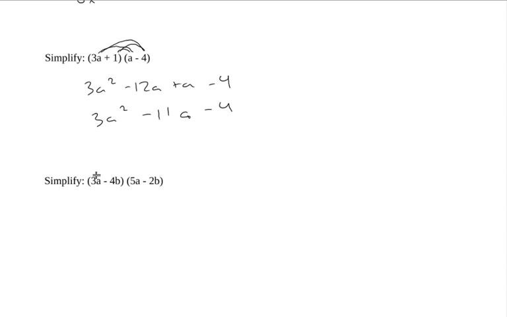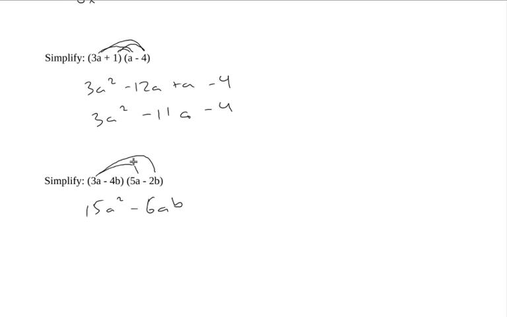Alright, on this one, we take 3a times 5a, which is 15. 3 times 5 is 15. a times a is a squared. 3a times negative 2b is, well, let's see, negative 6, because that's 3 times negative 2. It's a 6. a times b is ab.